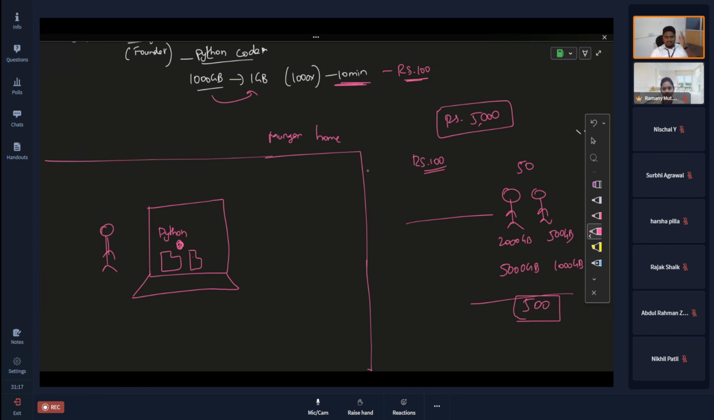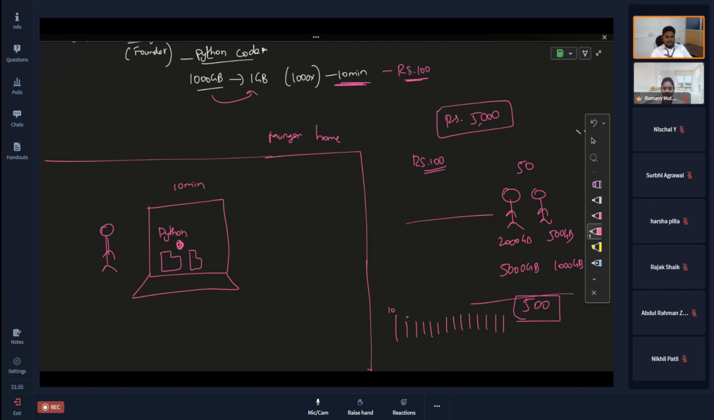One person, 10 minutes, because it's a queue, right? At a time, only one person can compress. What Murugan is saying is, hey, I have only one laptop. I can compress only one data at a time. So one data will take 10 minutes. So the people are standing in a queue.